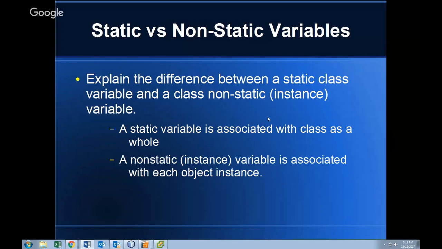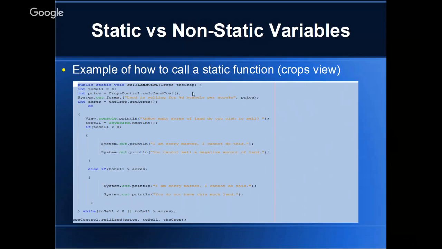To look at a couple of examples of that, this is an example of a static function. You can see here we call the static variable, the cell land view, and refer to the crops as a whole. We're not talking about any particular object. This comes from my crops view coding that we did, and you can see we're referring directly to the variable as a whole, not a specific object.